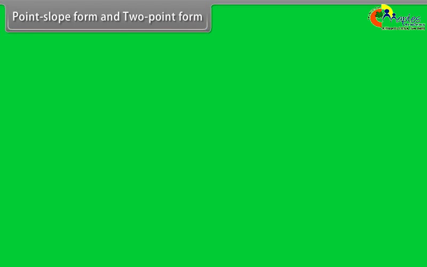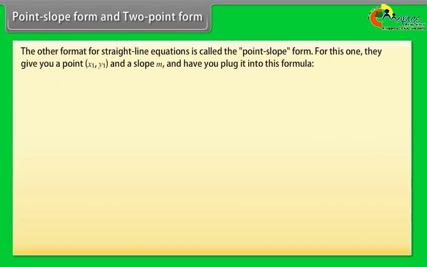Point-slope form and two-point form. The other format for straight-line equations is called the point-slope form. For this one, they give you a point (x1, y1) and a slope m and have you plug it into this formula: y minus y1 is equal to m into x minus x1.